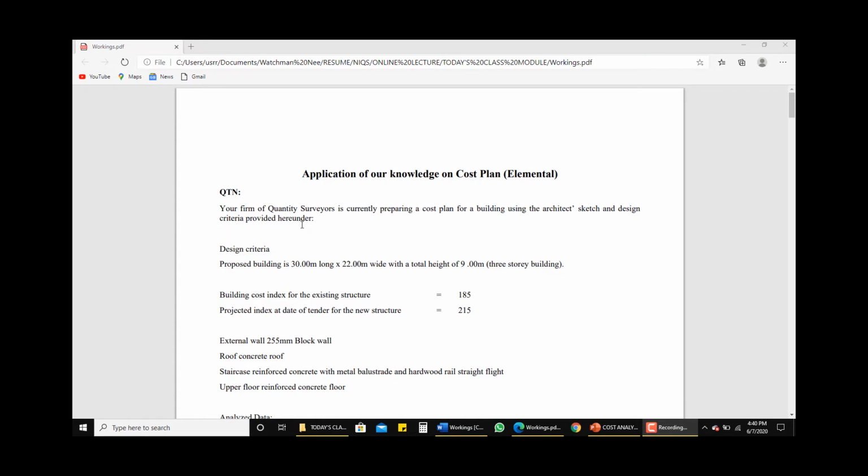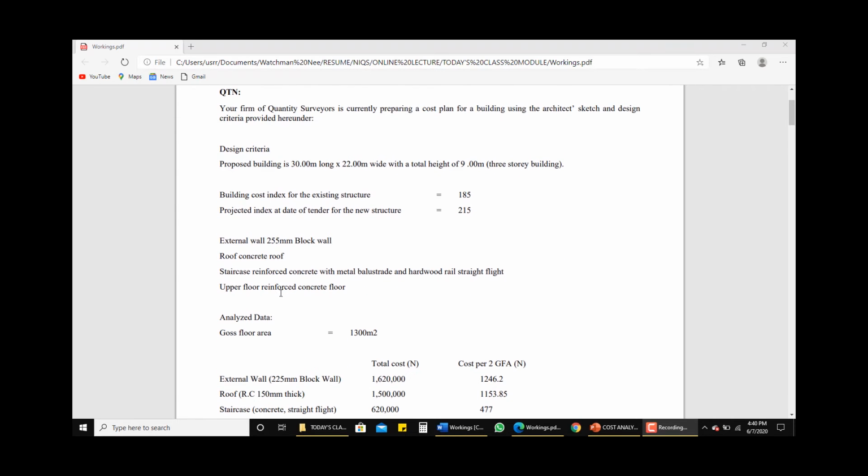The projected index at the date of tender for the new structure is 215. That is, let's assume that we are carrying out the cost plan now, because that's exactly what the question is talking about. So we have the index for the date of tender to be 215. Then we are given here the details about the existing structure.